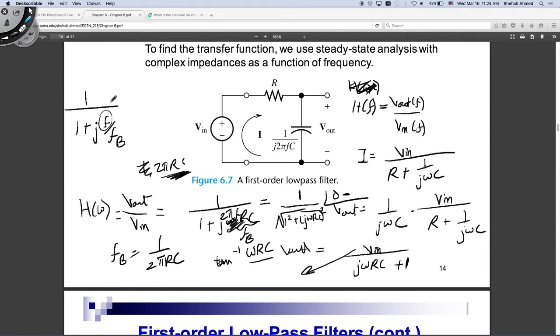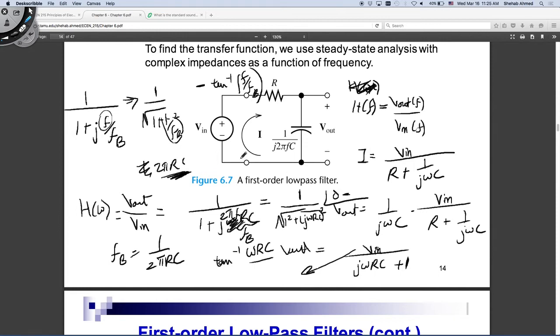Okay, so now let's rewrite the magnitude and phase of this again. The magnitude of this is again 1 over the magnitude of the bottom. The bottom magnitude is square root of 1 plus F over FB squared. Correct? That's the magnitude. How about the phase shift? It's 0 minus inverse tan of F over FB over 1, right? So it's F over FB. Everybody's okay with this?